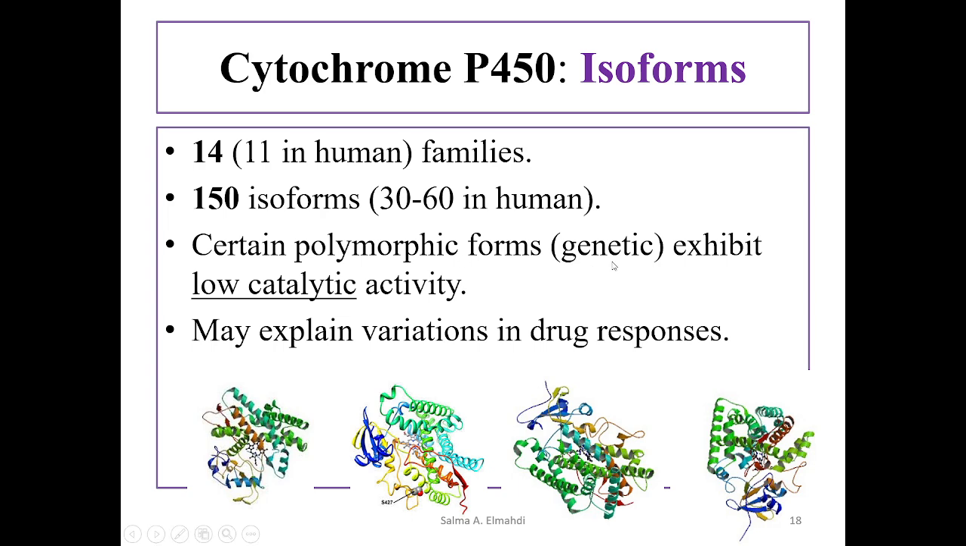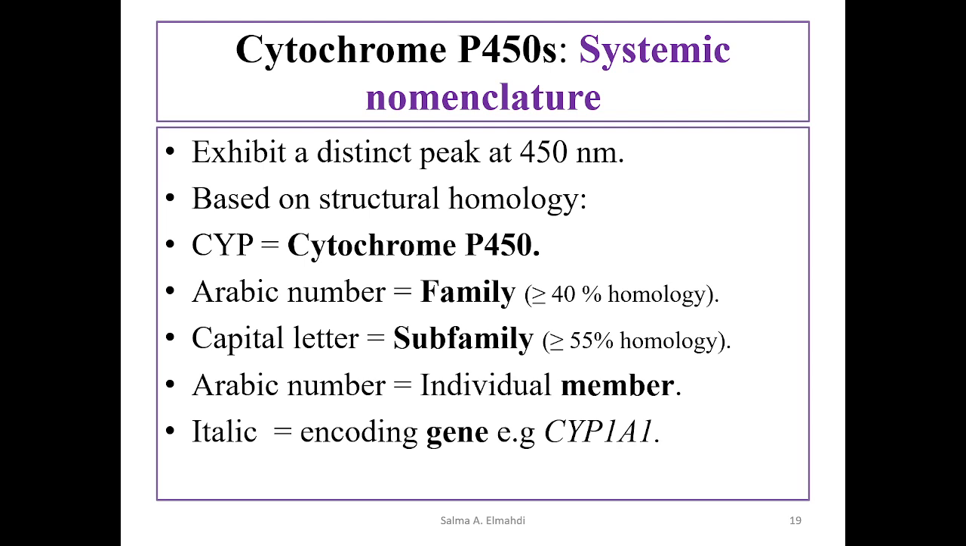Certain polymorphic forms or genetic forms exhibit low catalytic activity, and this will explain variation in drug responses among a certain population, because individuals within a certain population will have different isoforms of P450, so they will catabolize, for example, drugs at different rates, and they will respond differently to different drugs.